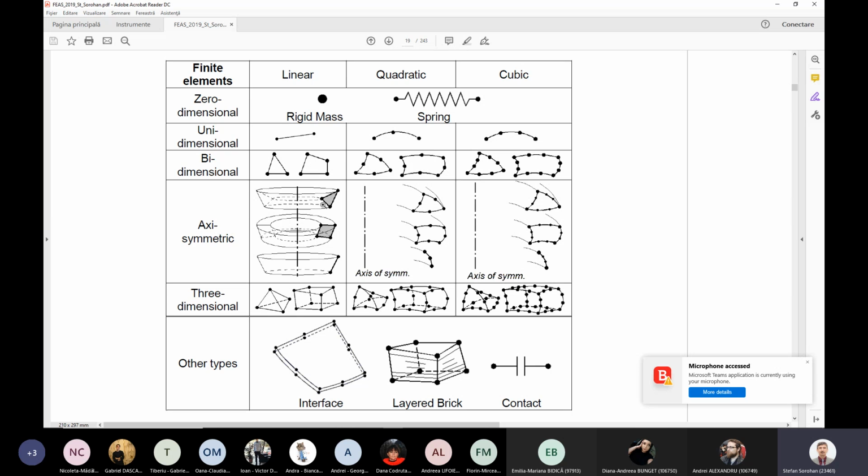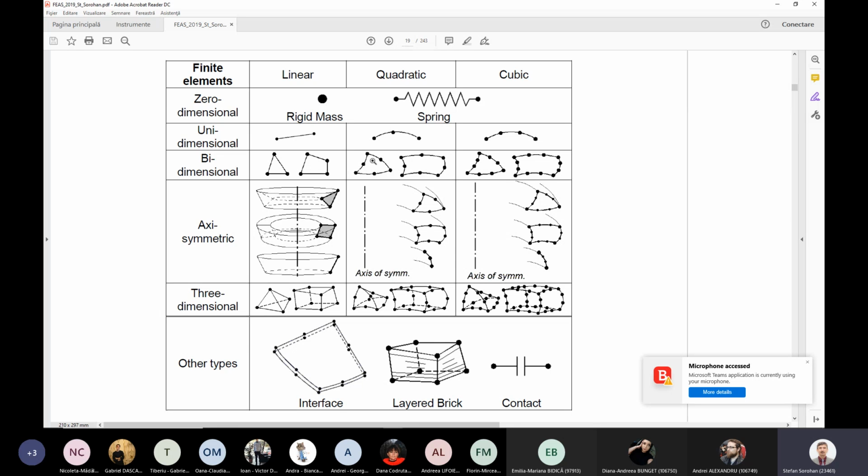Axisymmetric means particular elements which can be used for axisymmetric structures, like a glass, for example, or a bulb. For three-dimensional, we may have tetrahedral elements, hexahedral elements, also some wedge or pyramids, but these are not so used.